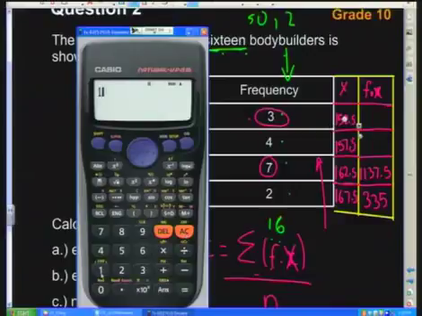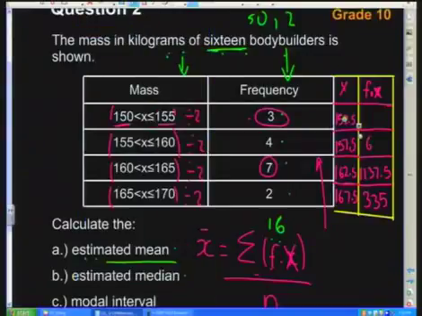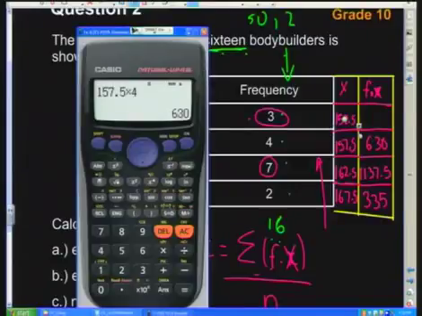The next one, it was 157,5 times by 4, and that gives us 630. And then the first one, 152,5, and we times that by 3. We get an answer of 457,5.